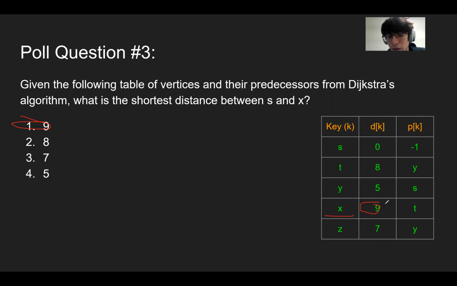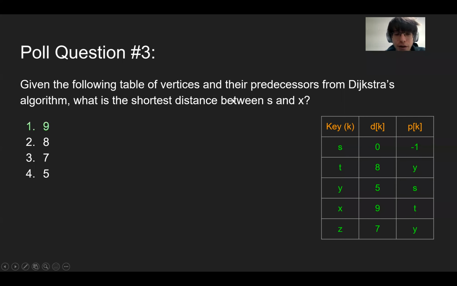And the reason why is because, remember, as we went along throughout the algorithm, we were keeping track of the sum of what the weight was to get to the current node, and then we were adding on the weight of the edge to the next node. So at each of these D of Ks, those are just the weights to get from the source to that vertex. So from source S to X, it's just 9.